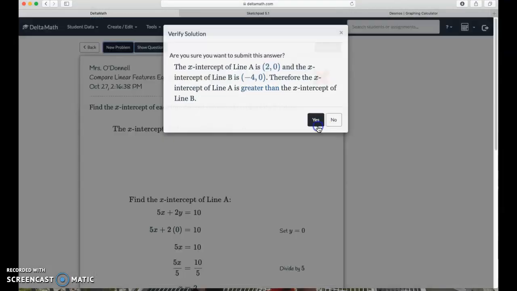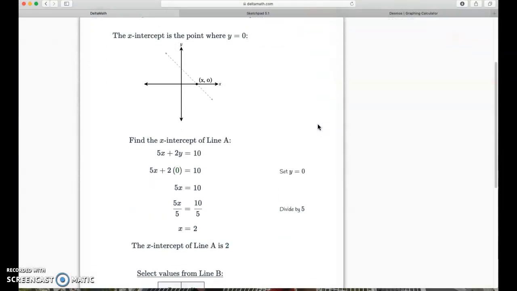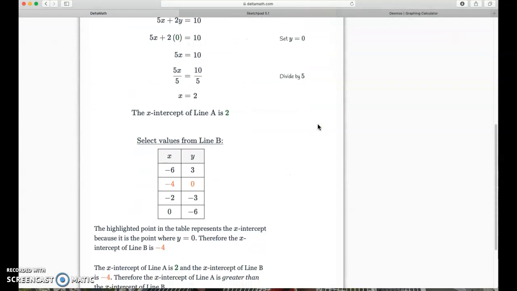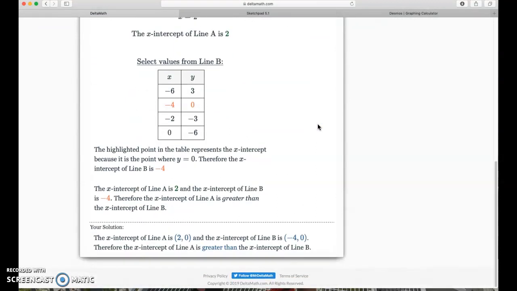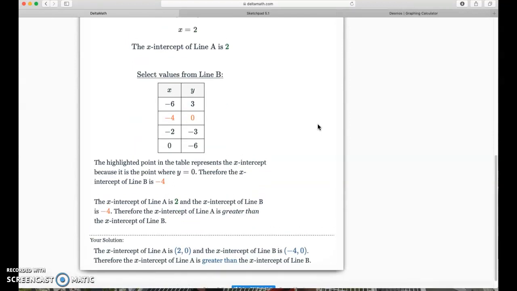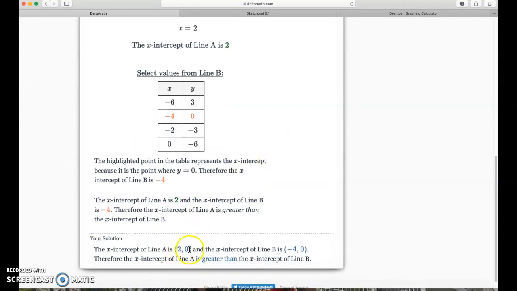Let's submit and see if they like it. Oh no. What happened here? x equals 2. Okay, so here's what they did not like. They did not like that I wrote it as a coordinate pair.